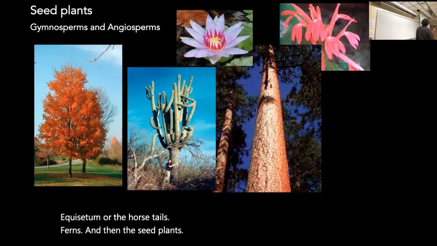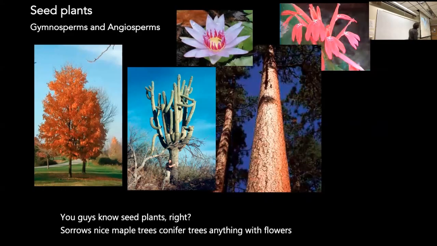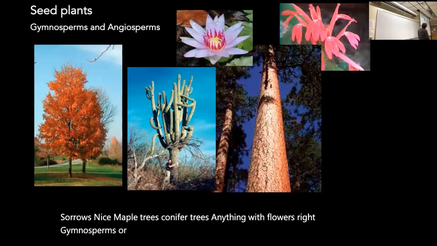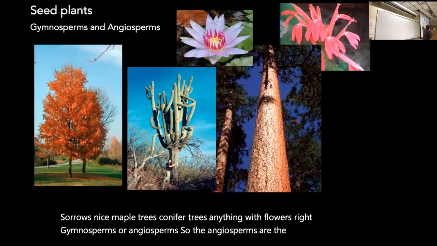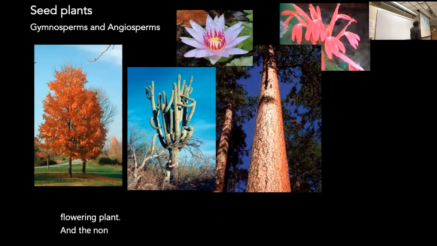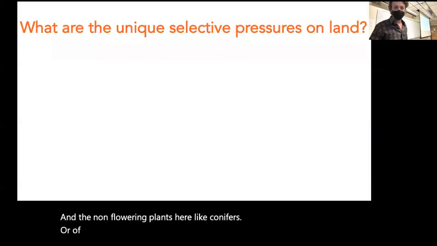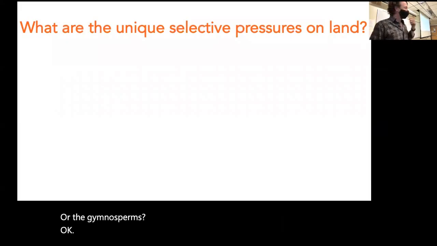You guys know seed plants, right? Saguaros, nice maple trees, conifer trees, anything with flowers, right? Gymnosperms or angiosperms. So the angiosperms are the flowering plants. And the non-flowering plants here, the conifers, or the gymnosperms. Okay. All right.